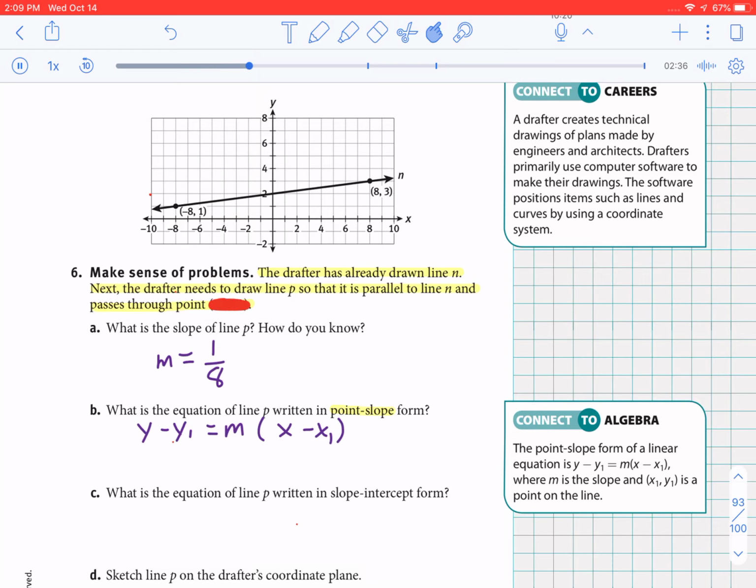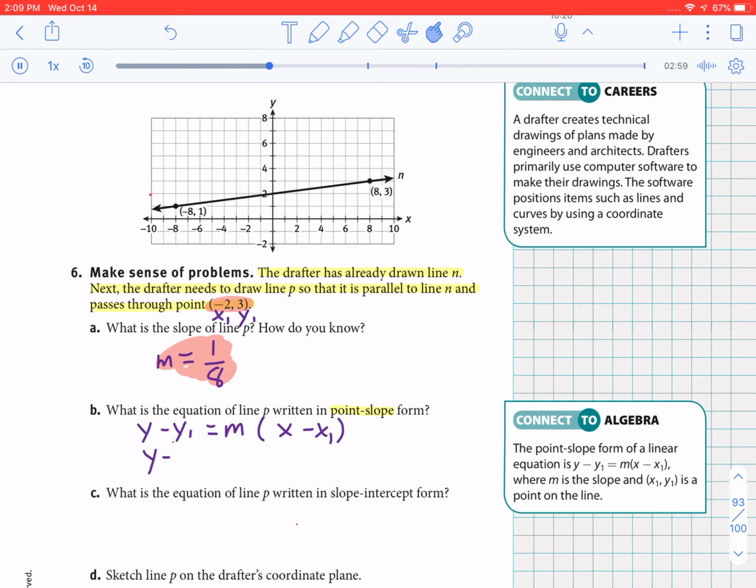In this case, we happen to have both those things. We have a point. We know that it's going to go through this point, -2, 3. And we have a slope, 1/8. So we're going to use those two things. We're going to use the point, -2, 3, and we're going to use the slope, 1/8. And since we're using this point, we're going to call the -2, 3 my x1 and my y1. And we're just going to plug those values in.